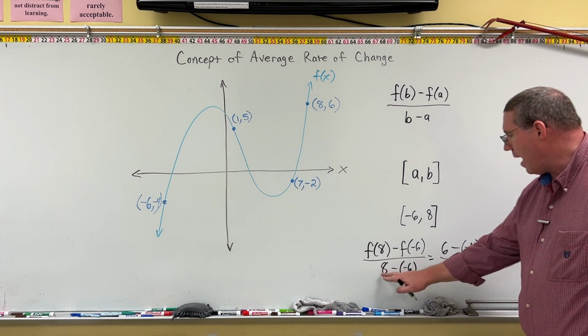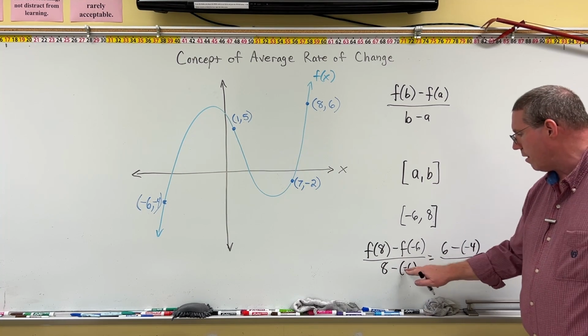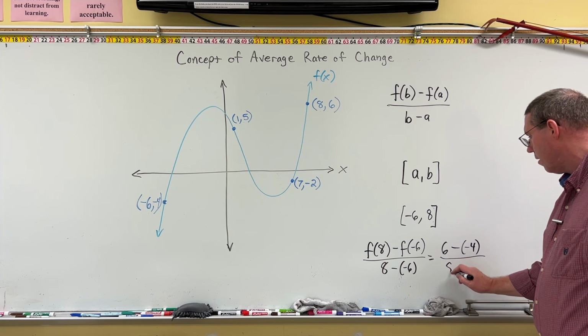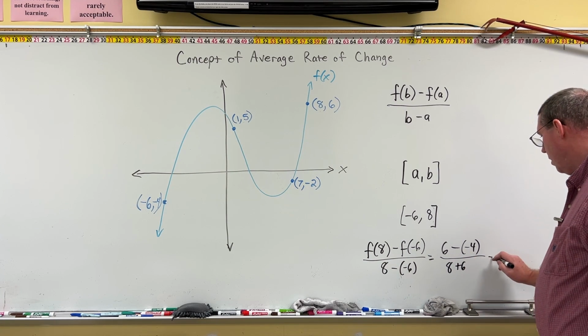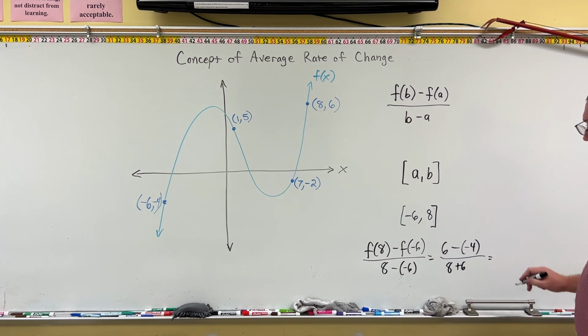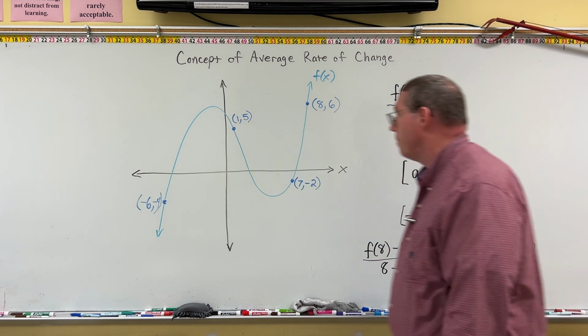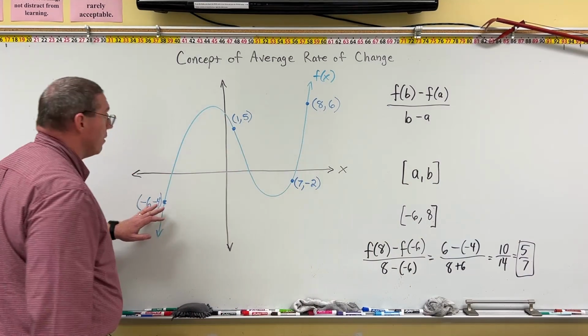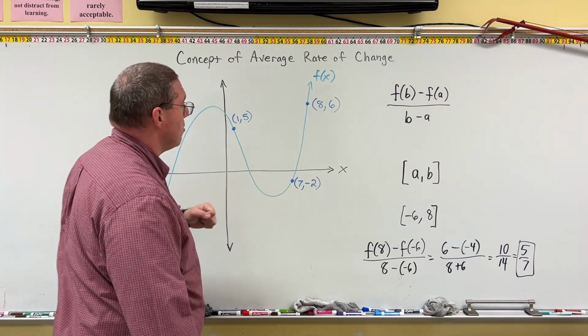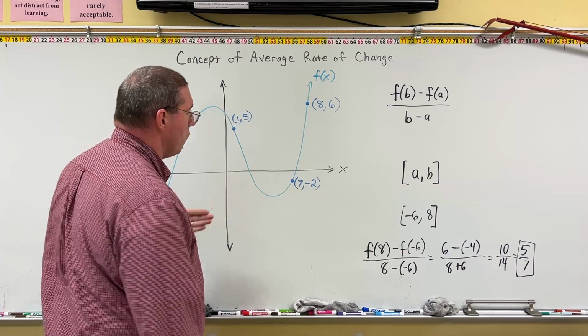And then it's over 8 minus -6. Well, minus negative, that means 8 plus 6. Okay? And so 6 minus -4, that's 6 plus 4, so that's 10. 8 plus 6 is 14, and that's 10 over 14, which is the same thing as 5 over 7. So the average rate of change between (-6, -4) and (8, 6) is 5 over 7.